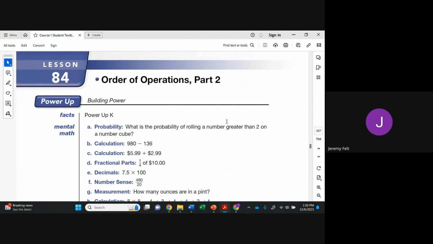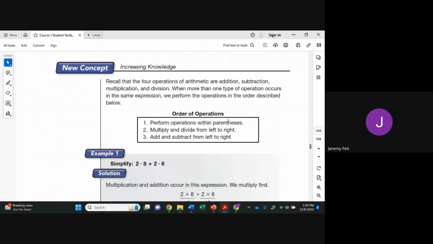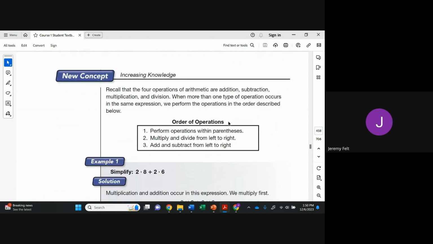Lesson 84, order of operations, part 2. We've already worked with order of operations. We know parentheses, please excuse my dear Aunt Sally, or PEMDAS or GEMDAS, grouping symbols, parentheses. We know it's more than parentheses, so that's where grouping symbols, numerator, denominator, brackets, braces, parentheses, even absolute value. Those are all grouping symbols.